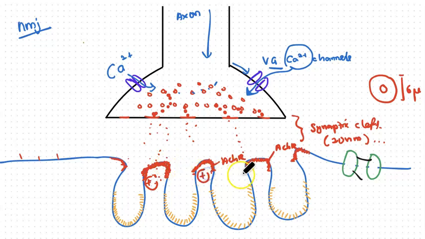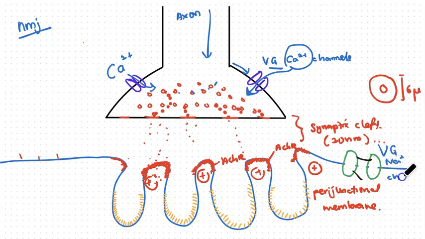And once enough depolarization happens, it will spread to the perijunctional membrane. This, in turn, will cause the voltage-gated sodium channels to open. So sodium ions will flow through and cause depolarization of the perijunctional membrane.